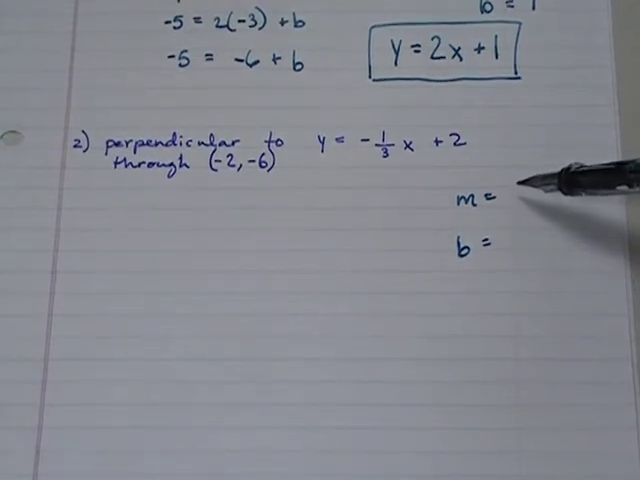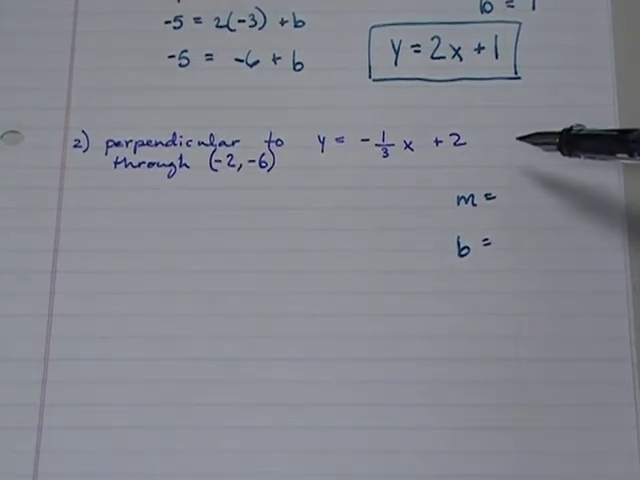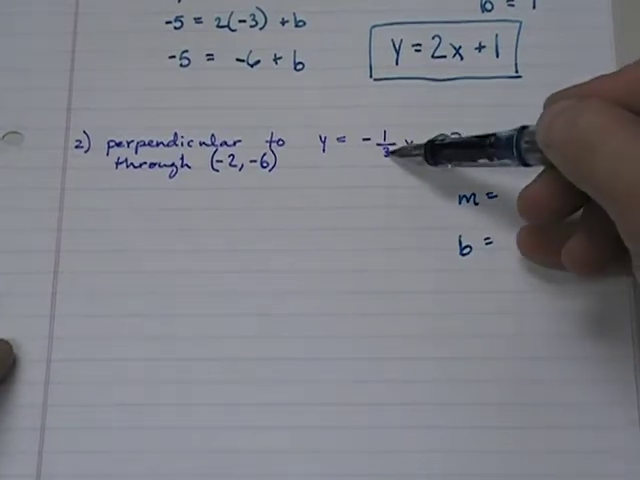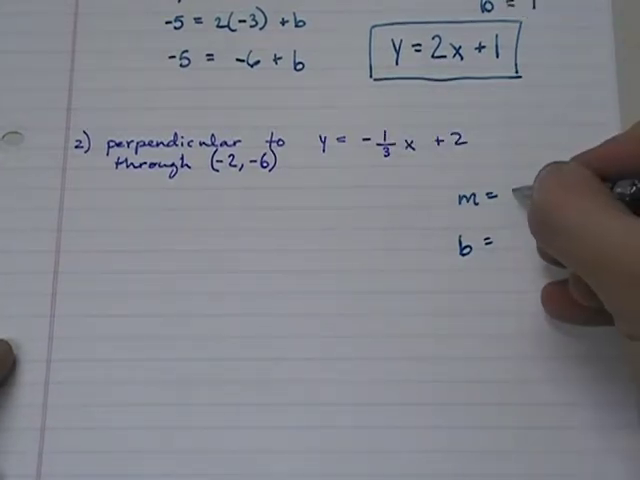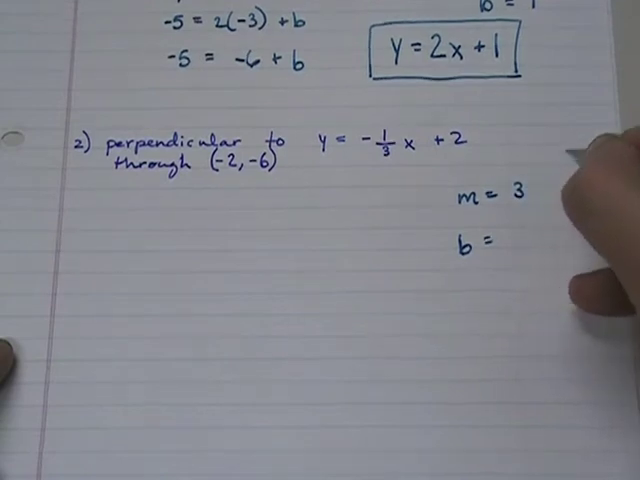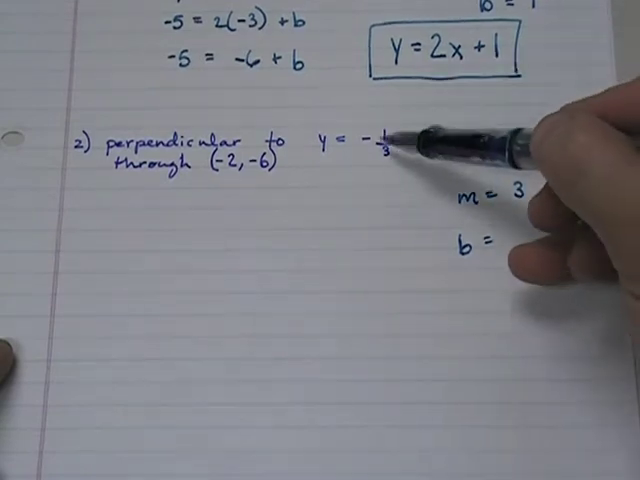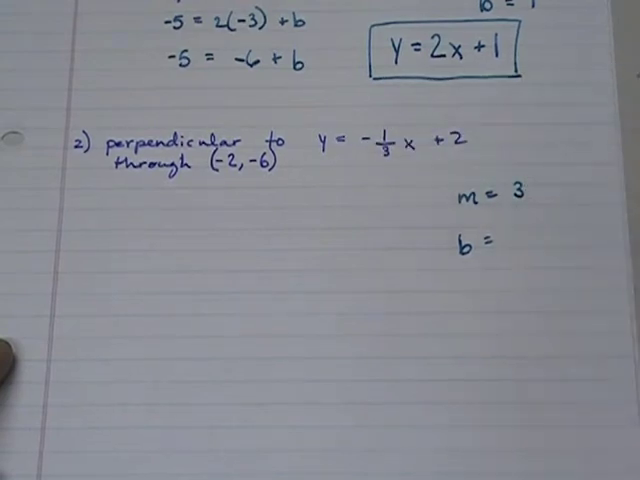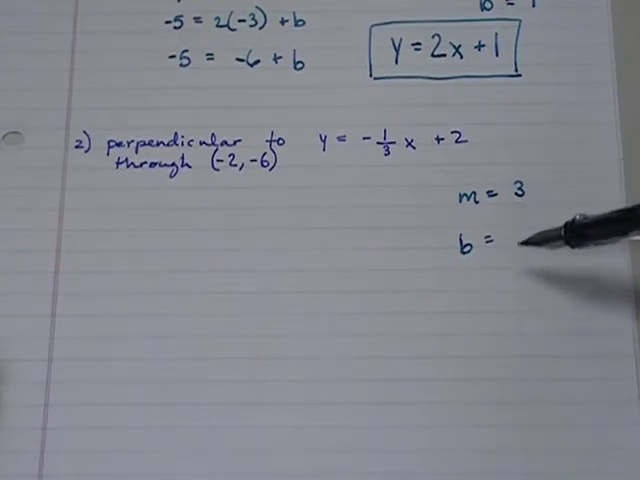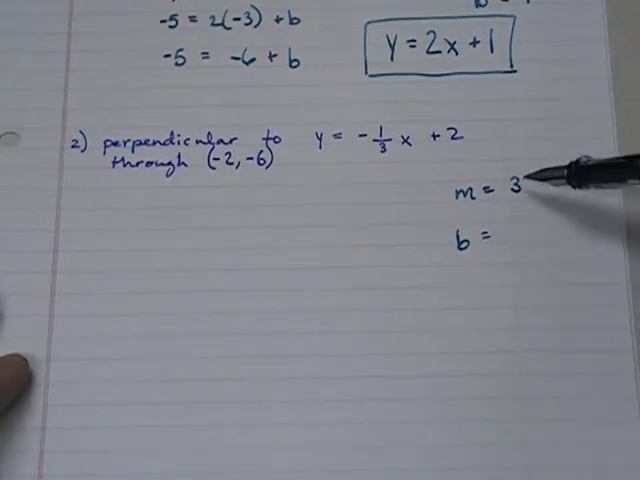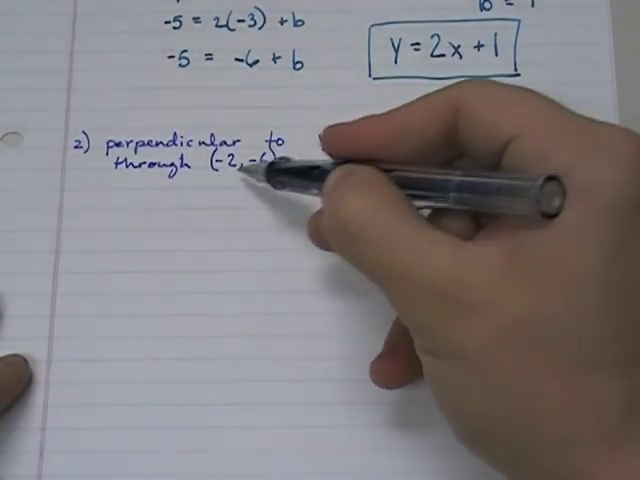Perpendicular lines must have opposite reciprocal slopes. So the opposite reciprocal to -1/3 is +3 over 1. Flip this number and change the sign. That's called an opposite reciprocal. So we know m. And again, you need to know two things to find an equation, m and b. And we know m, and we also know x and y.